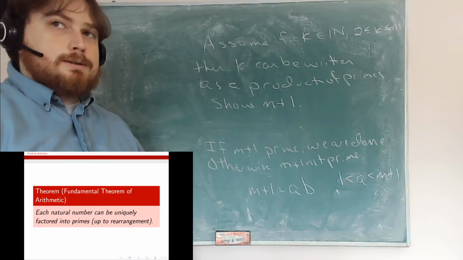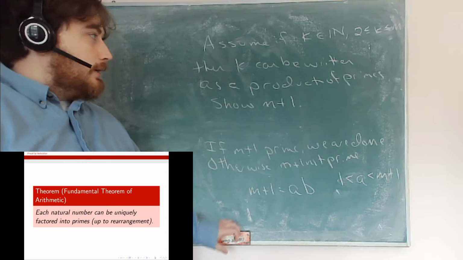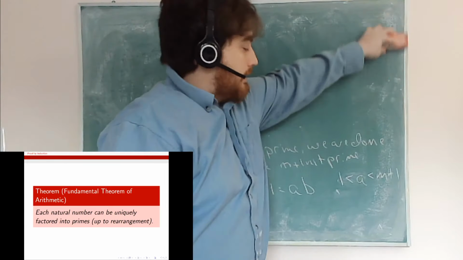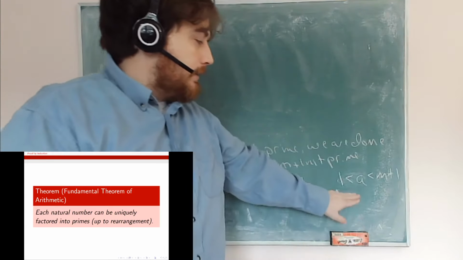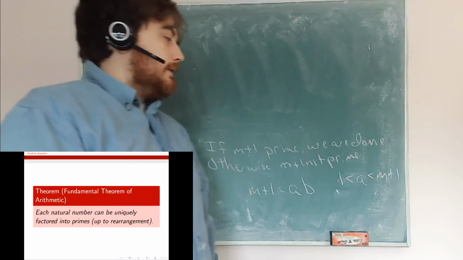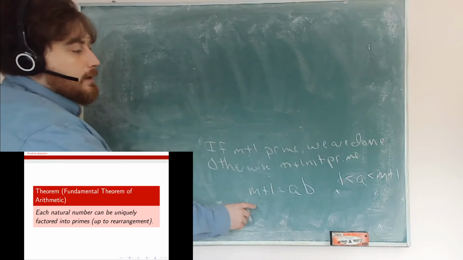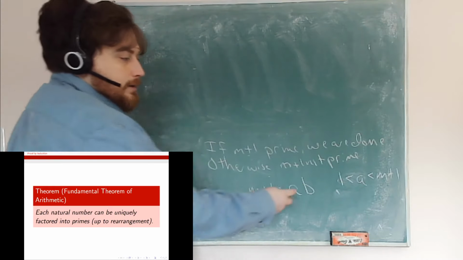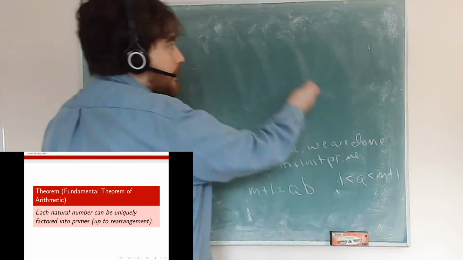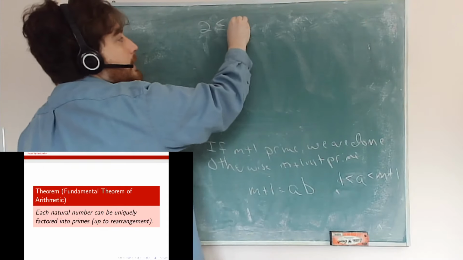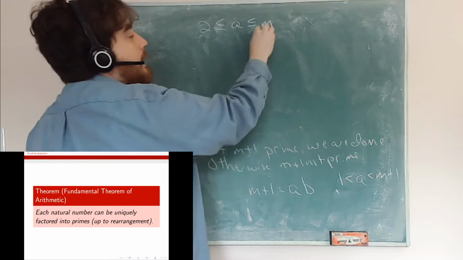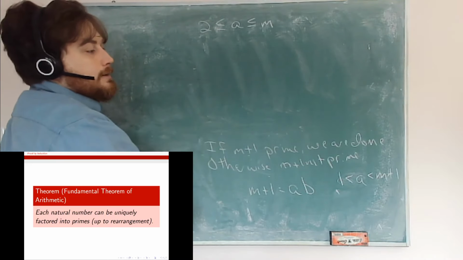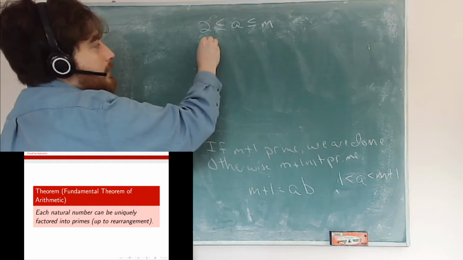Alright, we're getting somewhere. Now, what we do next is notice that we just said 1 is less than a is less than m plus 1. Therefore, a satisfies the fact that it is between 2 and m. So that is 2 is less than or equal to a is less than or equal to m. So this, by our induction hypothesis, can be written as the product of primes.